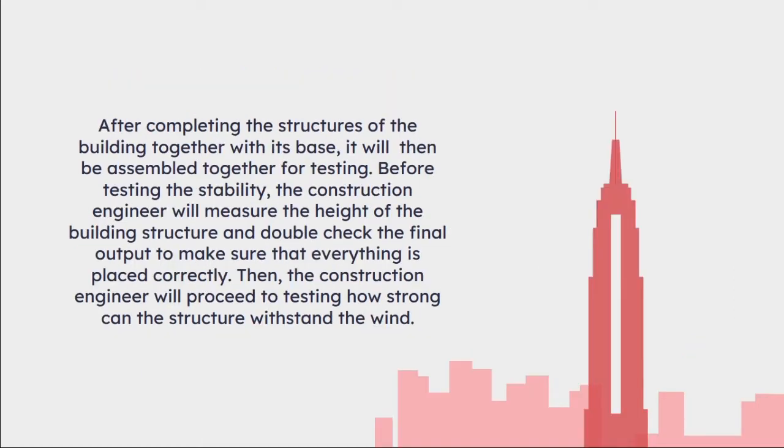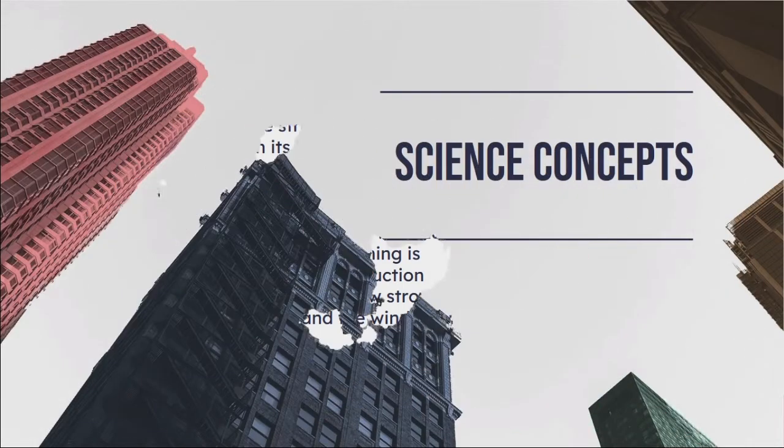After completing the structures of the building together with its base, it will then be assembled together for testing. Before testing the stability, the construction engineer will measure the height of the building structure and double-check the final output to make sure that everything is placed correctly. Then the construction engineer will proceed to testing how much wind the structure can withstand.